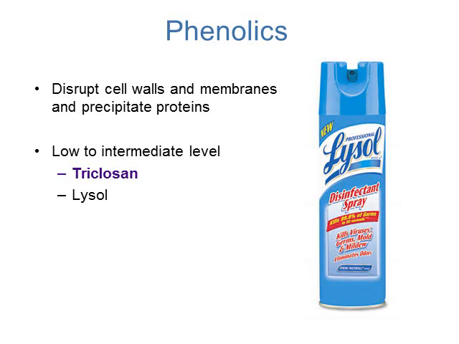Phenolics, these chemicals work to disrupt cell walls and membranes. So they make the cell walls break apart or make the membranes break apart. They can also make proteins no longer work. Phenolics are usually low to intermediate level. One example, triclosan, is an ingredient in antibiotic soap. So if you actually look at the soap in the lab, it has this triclosan in it. Lysol is another type of phenolic compound that's used to disinfect areas. So these are disinfectants. They are used to get rid of microorganisms that could potentially cause disease. But they don't sterilize the area, so they don't get rid of everything.